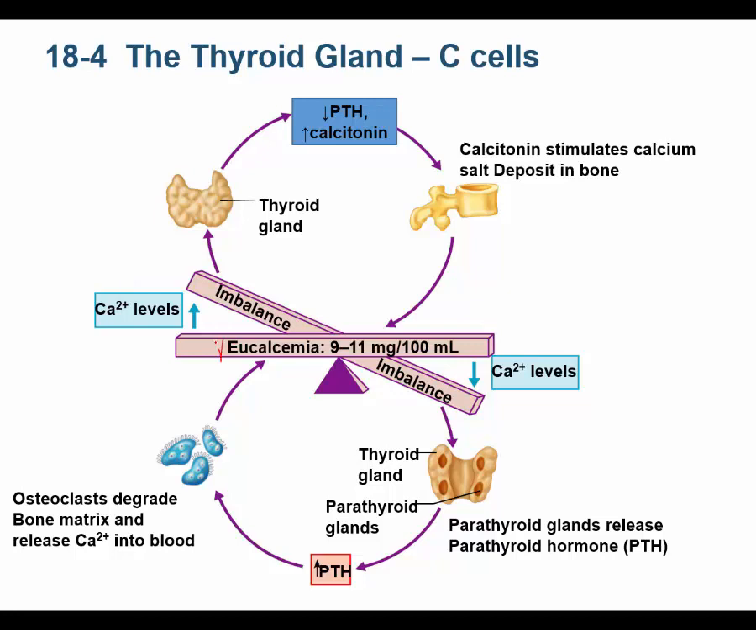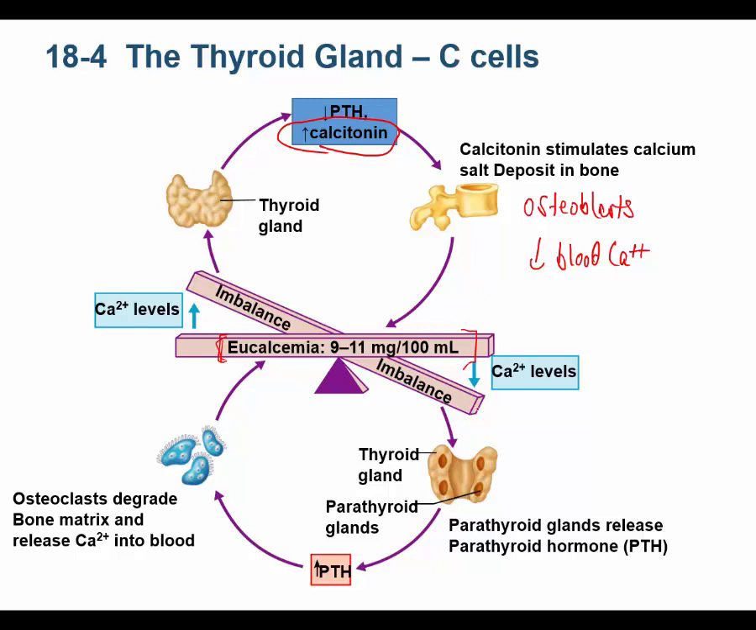If you're eucalcemic, that means you have a blood calcium level of 9 to 11 milligrams per deciliter. That's normal. You're happy. But if your calcium levels go up, what you want to do is you want your C cells to secrete calcitonin. Calcitonin indirectly turns on osteoblasts. And what the osteoblasts do is they take the calcium out of your blood and they add it to bone. Osteoblasts help build bone. So osteoblasts lower blood calcium. Well, that's a good thing, because this whole thing started because you had hypercalcemia. Now you bring your calcium back to normal.